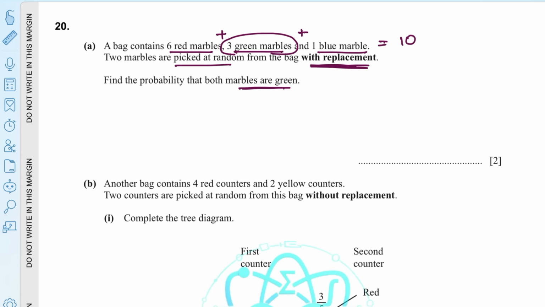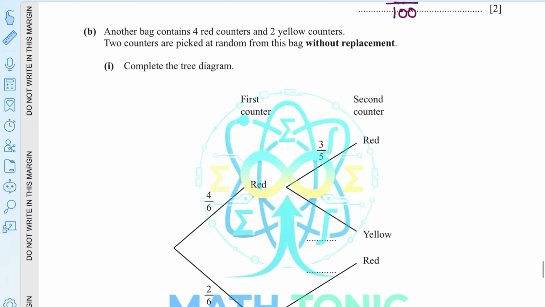Sorry. So it will be 3 out of 10. Second time, as you are replacing it, second time also it will be 3 out of 10. Is it okay? So this probability will be 9 out of 100. Clear? Okay. Question number 20b.